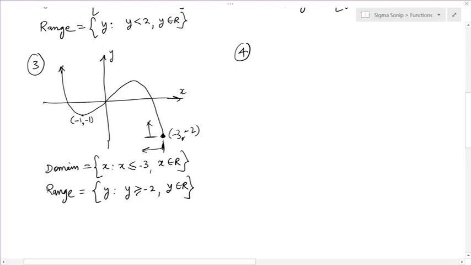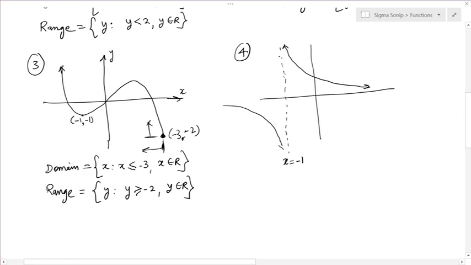Example number 4, we'll just look at one more example here, and this one has an asymptote. We'll cover asymptotes in subsequent videos. So this is my asymptote, and its equation is -1, and I have the graph which goes like this, and I have a graph which goes like this.